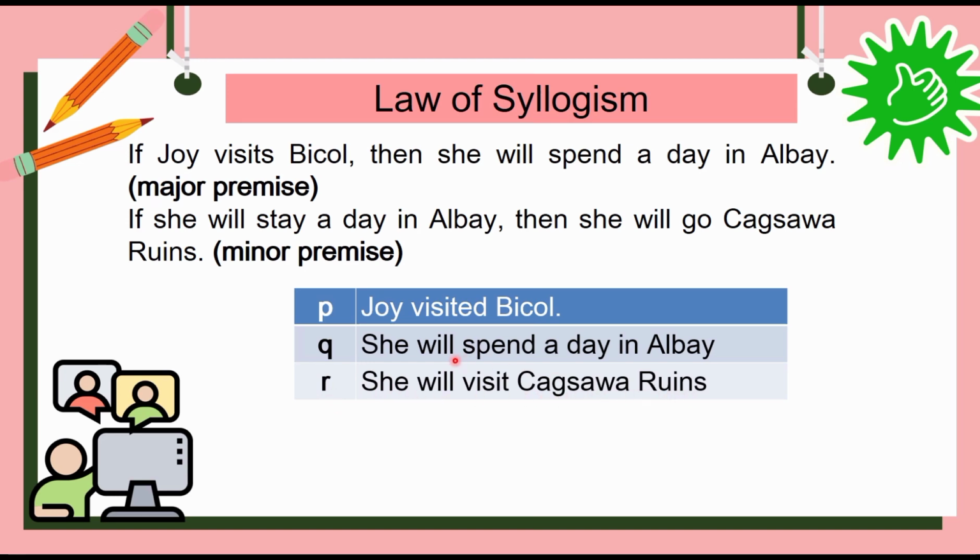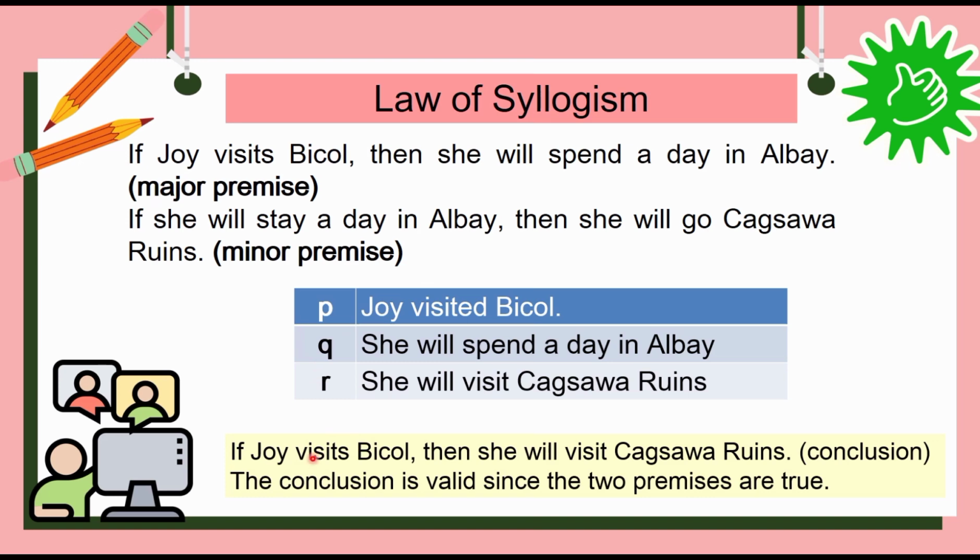Now, since P implies Q is true, that is our major premise, and Q implies R is also true, which is our minor premise, by the law of syllogism, you can conclude that P implies R is also true. And what is our P implies R? If Zoe visits Bicol, that is our P, then she will visit Cagsawa ruins. So, that will be our conclusion. Therefore, the conclusion is valid since the two premises are true. So, that is the law of syllogism.